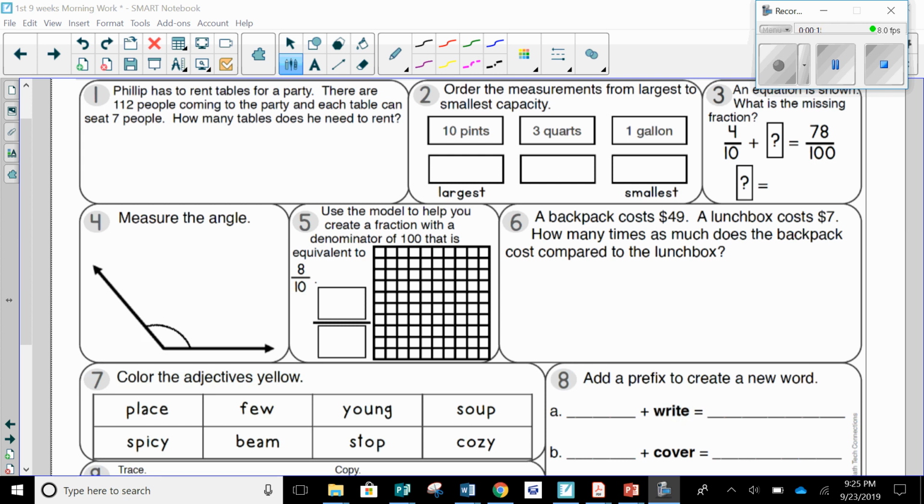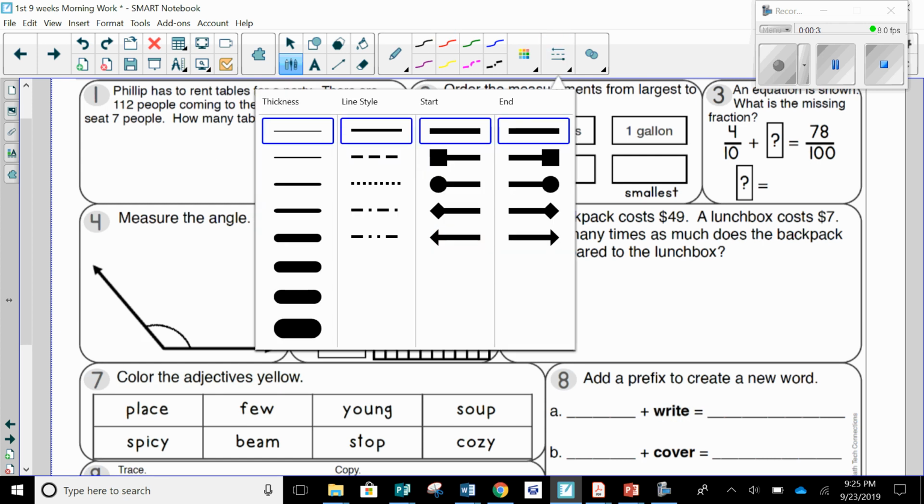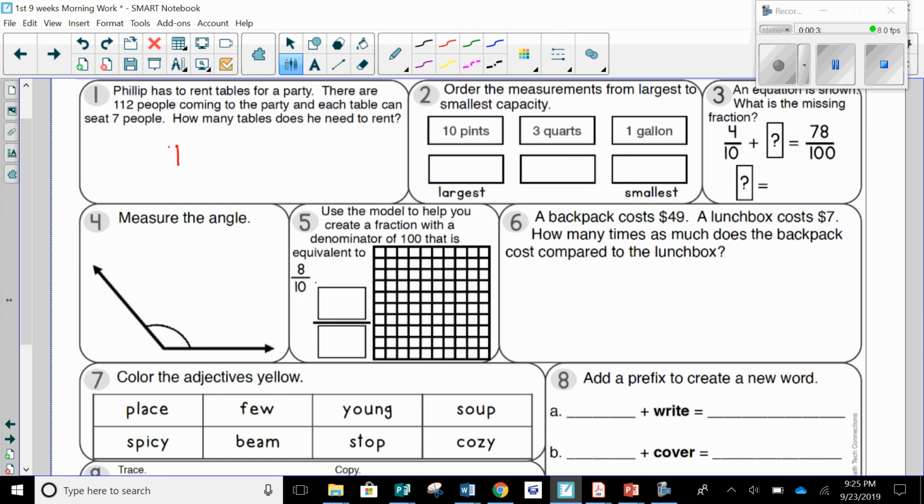Okay, so number one says Philip has to rent tables for a party. There are 112 people coming to the party, and each table can seat 7 people. How many tables does he need to rent? Okay, so I'm going to take the amount of people that I have, which is 112. We're going to divide that by 7.